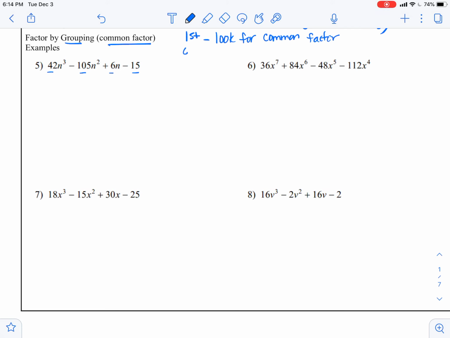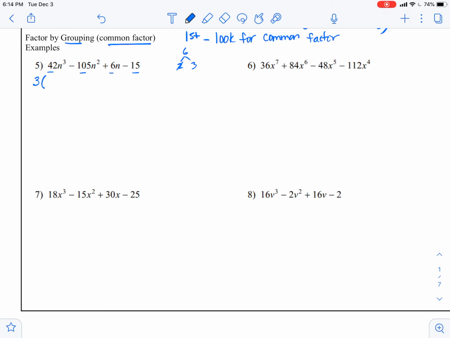And so then let's look at the factors of 6, which are 2 and 3. Well, obviously we can rule out 2 because 2 won't go into 15 either. 2 won't go into 105. So the question would be, will 3 go into all of those? And so I believe 3 will. So we're going to take 3 out.